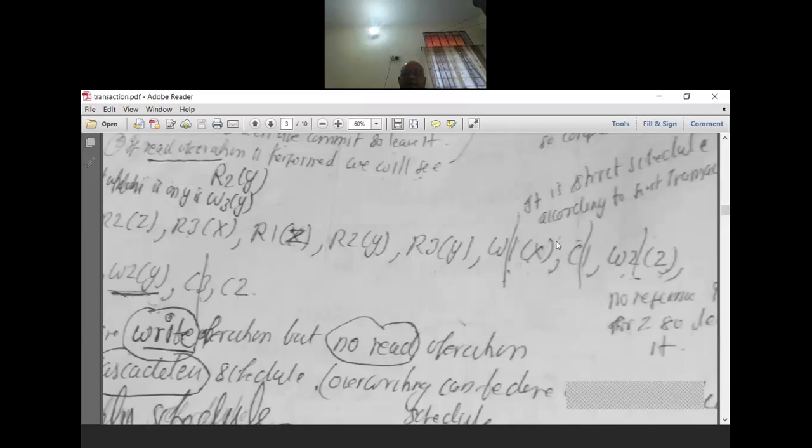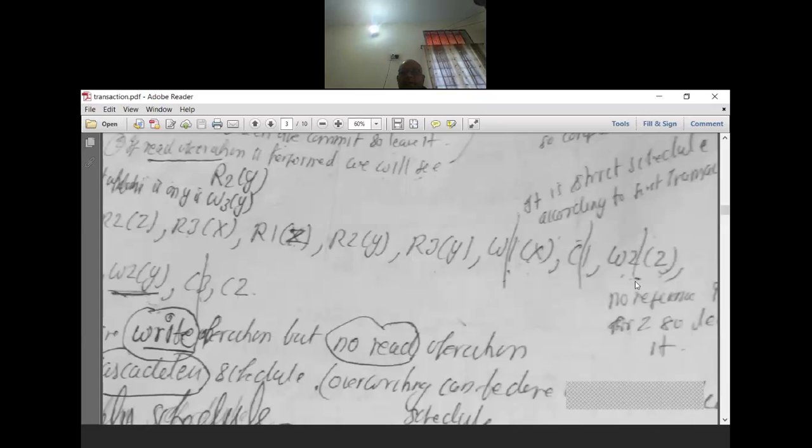Whether any operation took place between this data item read or write on data item X? No. No operation took place between transaction 1's first update on data item X and completion of that transaction 1. No operation took place, that is why it is a strict schedule. No read or write. Now I will check on data item Z.